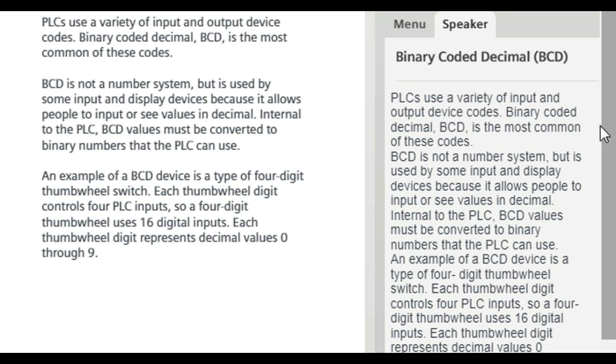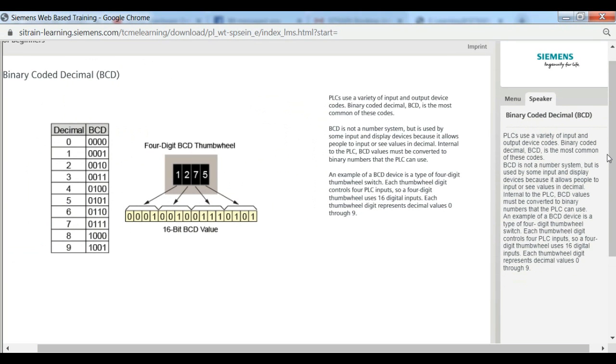An example of a BCD device is a type of 4-digit thumbwheel switch. Each thumbwheel digit controls 4 PLC inputs, so a 4-digit thumbwheel uses 16 digital inputs. Each thumbwheel digit represents decimal values 0 through 9.